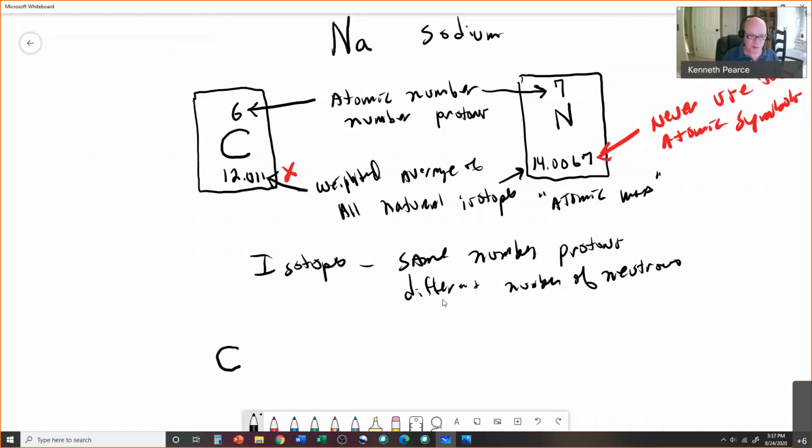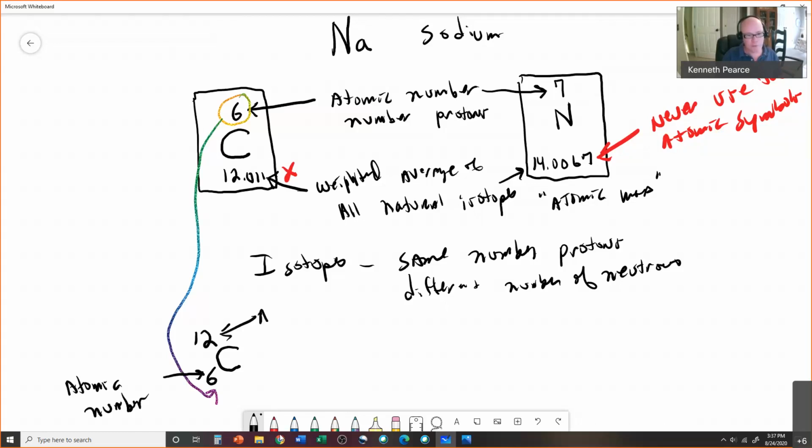Now that 6 that's up there, when you're writing the symbol, it actually goes low. All right, the small number goes on the bottom. Now the top number, and this is the atomic mass, the atomic number. Now there's a number up top, and that's called the atomic mass number. And it represents protons plus neutrons.